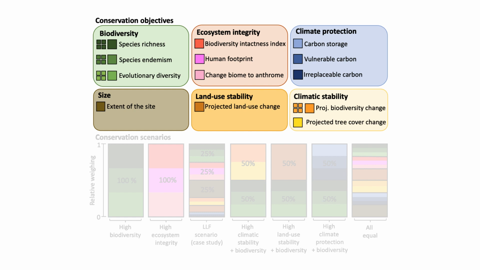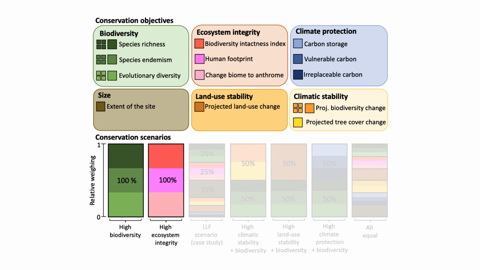For example, biodiversity can be chosen as the only conservation goal. In this case, all other conservation objectives are disregarded. It is, however, also possible to rank ecosystem integrity high, which measures the intactness of an ecosystem. This is just another example. Actually, all conservation objectives can be included or disregarded in the weighting.